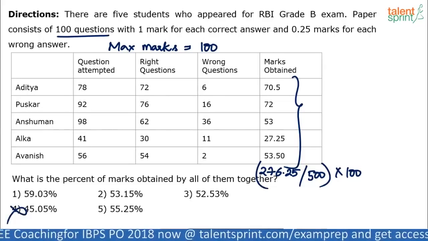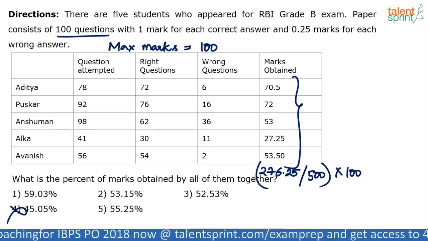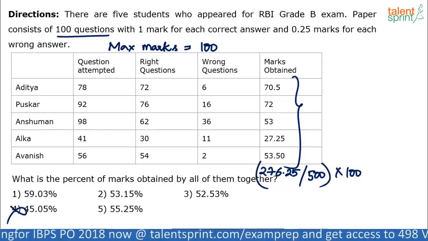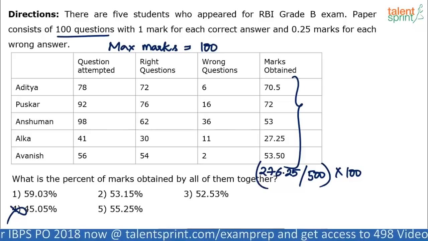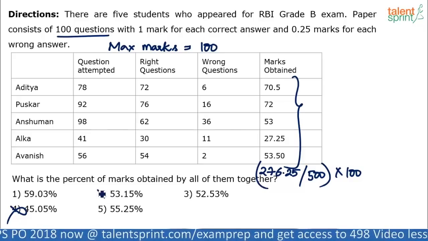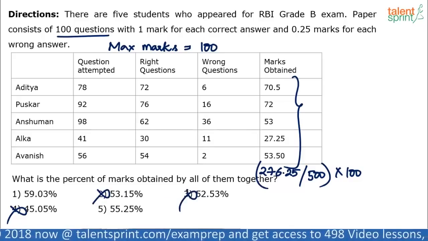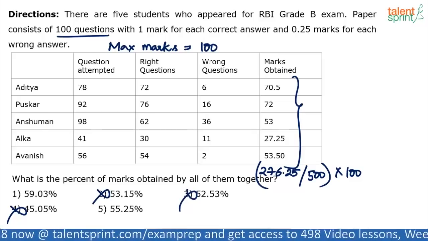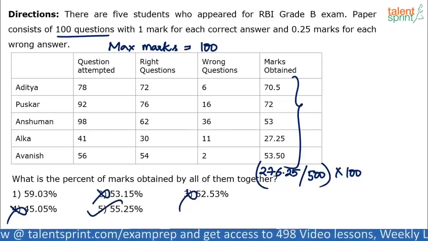See, 250 is 50 percentage. Then we have 25 is 5 percentage. So more than 55 percentage. Yes or no? More than 55 means 2 and 3 also get eliminated. In fact, it will be just more than 55 percentage. And hence option 5 is the answer.